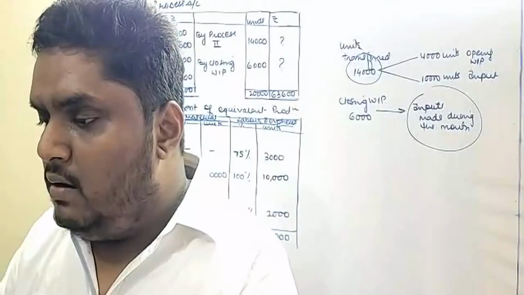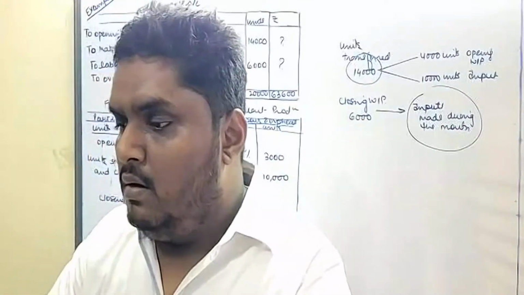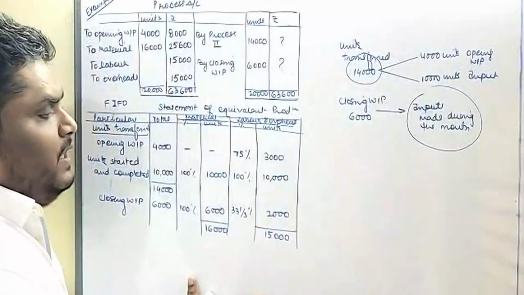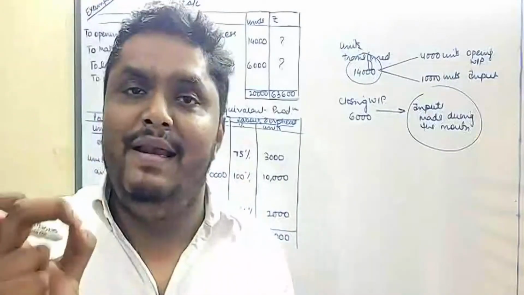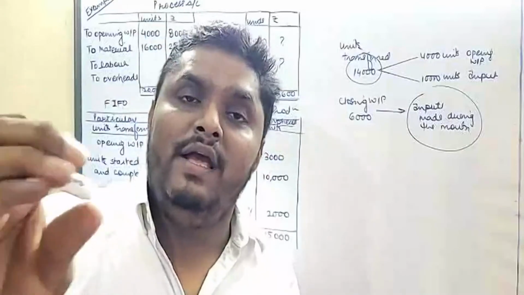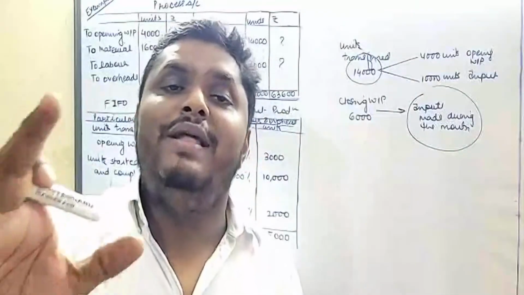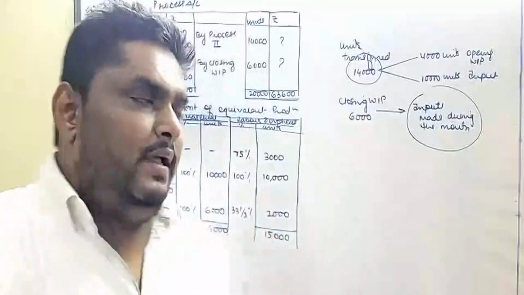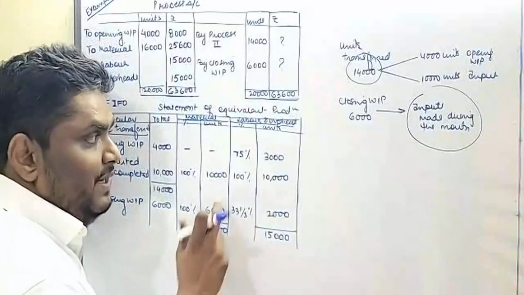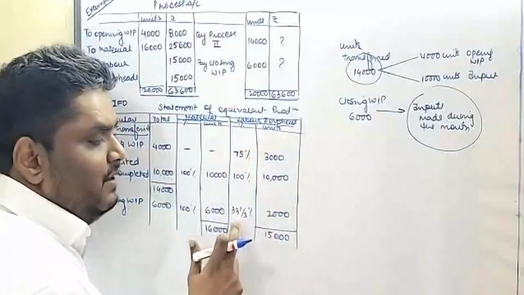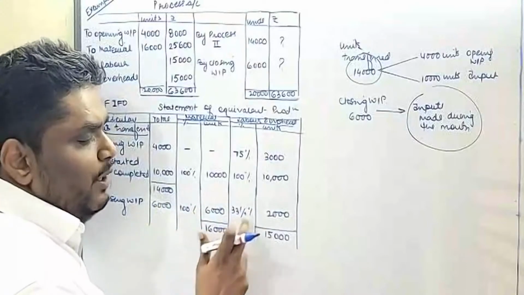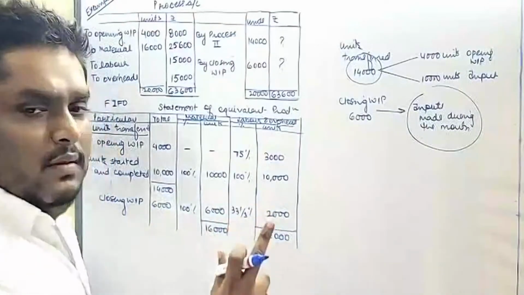Very good, Priyanka. I repeat again, in case of closing work in progress, the question clearly says that we have input 100% material, but in respect of labor and overhead only 33% work is complete. So material 100% input, that is 6,000, but in respect of labor and overhead only 33.33% work is done. So 6,000 into 33.33%, that is 2,000.